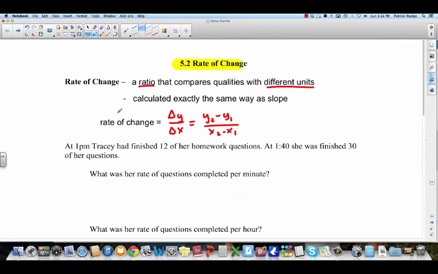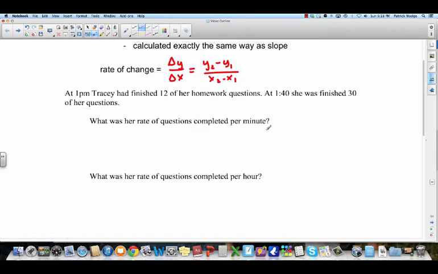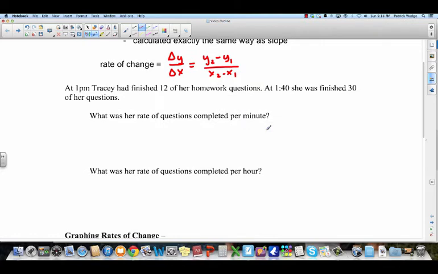So here's our first question. At 1 p.m. Tracy had finished 12 of her homework questions. At 1:40 she had finished 30 of her questions. What was her rate of questions completed per minute? Okay, well, the way we get our rate is we want to know the change in y over the change in x. And what we're looking at is number of questions, so the change in questions over time in minutes, so change in minutes.